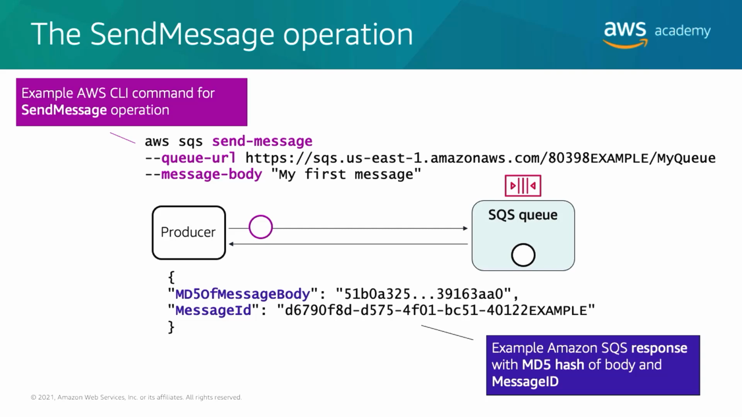After you send a message, the Amazon SQS response includes a Message Digest Algorithm 5, or MD5, digest of the message body string, which you can use to verify that Amazon SQS received the message correctly. The response also includes a system-assigned message ID, which is useful to identify messages. Additional elements might be included in the response depending on the message parameters and the type of queue.